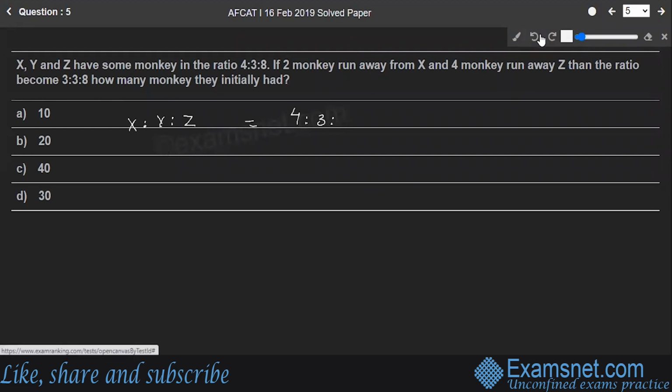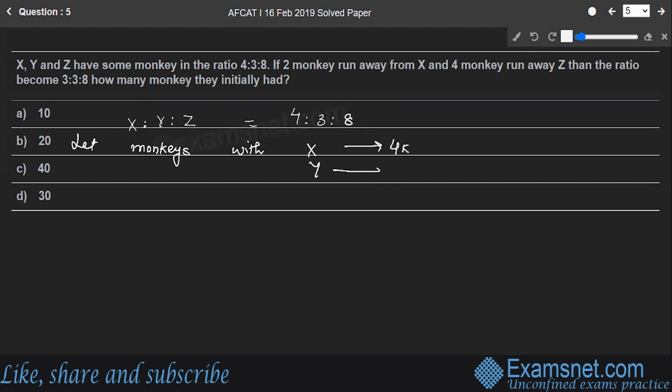Now I'll just say let the monkeys with X be 4k, Y has 3k, Z has 8k. Now it is saying two monkeys ran away from X. So now X will be having 4k minus 2 monkeys, right? There is no change in Y, the same. And 4 monkeys ran away from Z.